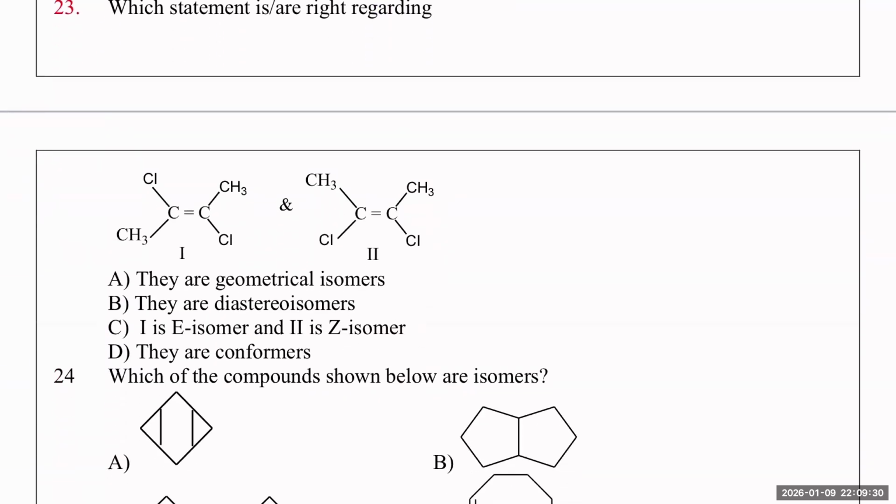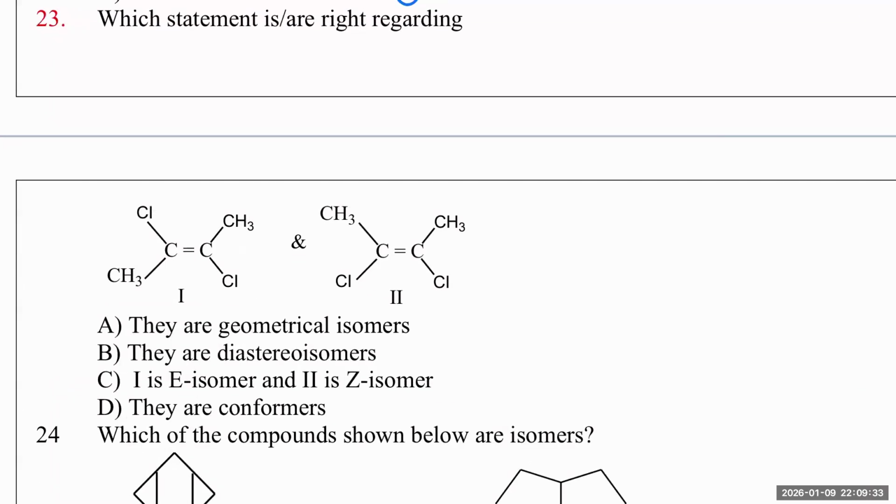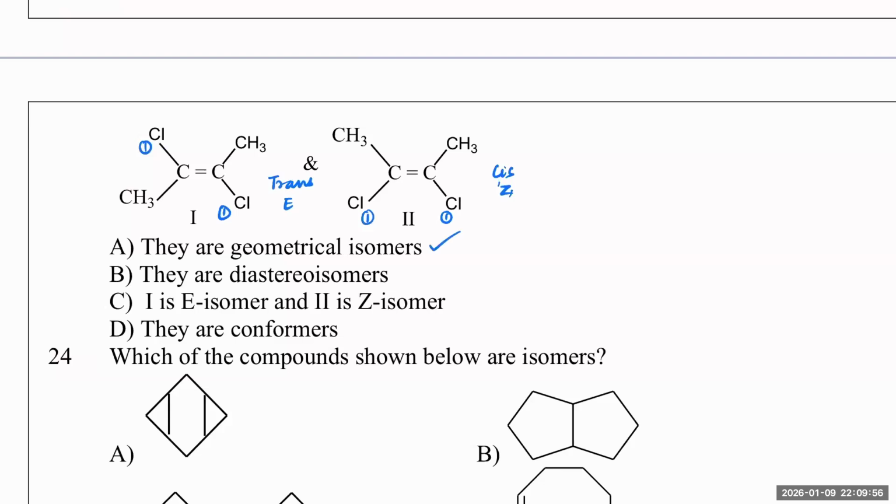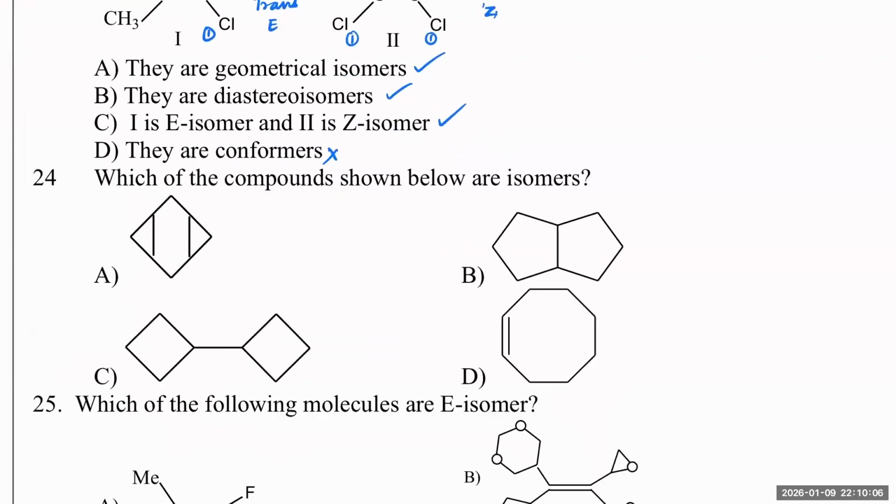Next. Check out which statements are correct regarding these cases. If chlorines are on the same side, this is the cis isomer, as well as high priority groups are opposite, so that makes it E isomer. Here it is cis isomer and high priority groups are on the same side, so it is Z isomer. Now go back and check the options. These are geometrical isomers. True. They are diastereomers. True. One is E, second one is Z. True. Their configurations are wrong. So A, B, C are correct in this case.